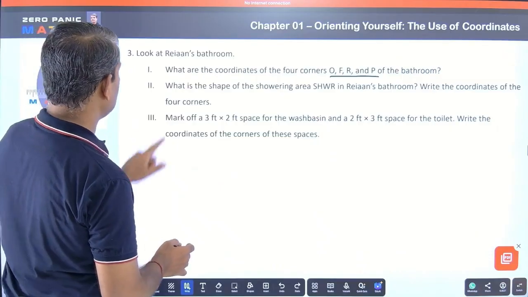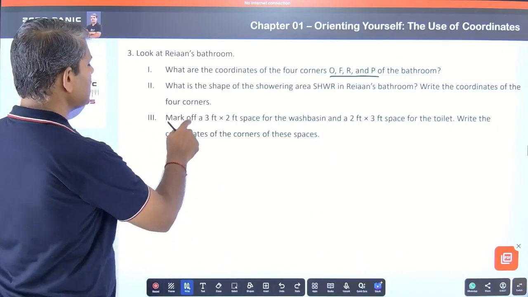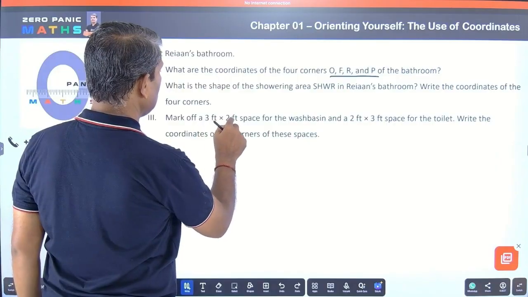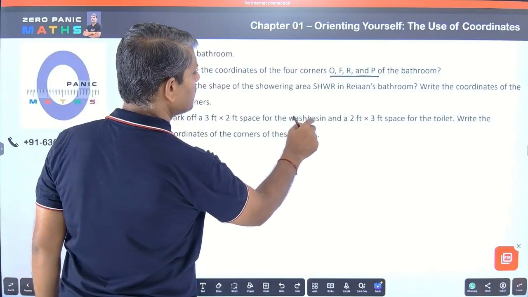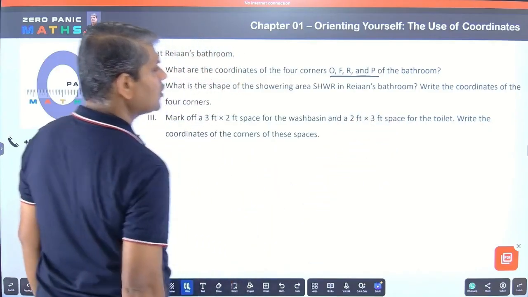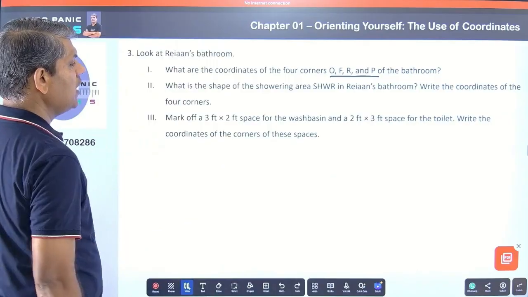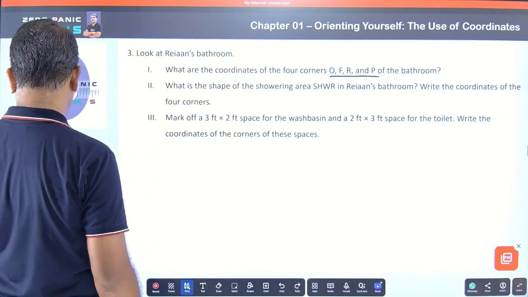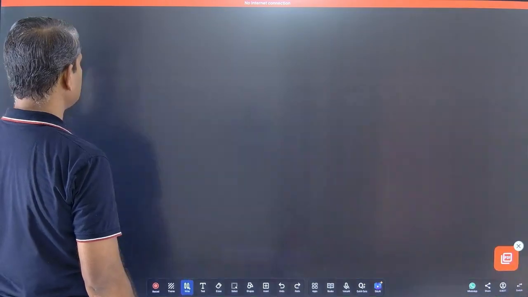The second question, answer to the second question. Third is mark a 3 by 2 feet space for the wash basin and a 2 by 3 space for the toilet, and write the coordinates of the corners of these spaces also. Okay, now let us see that.